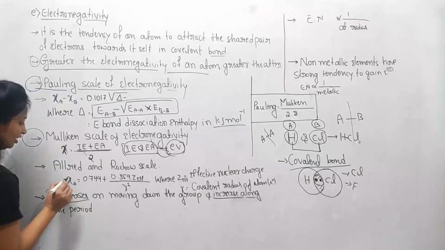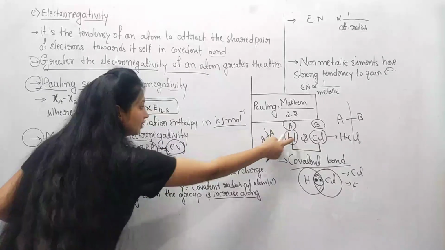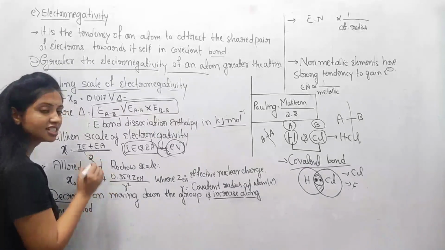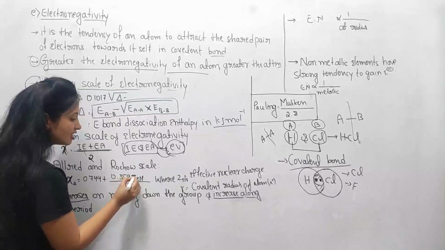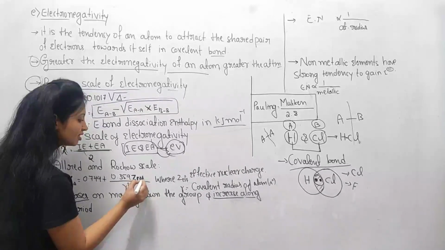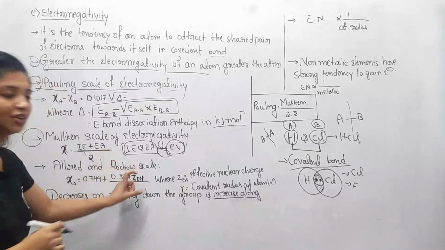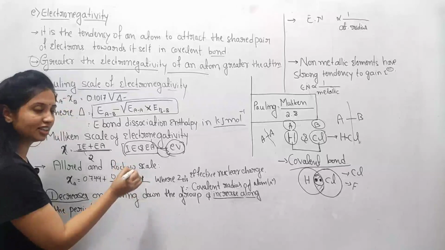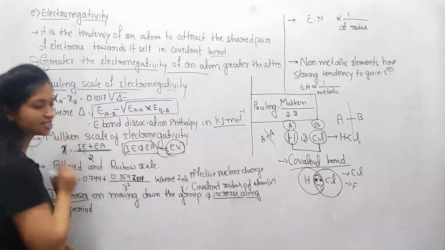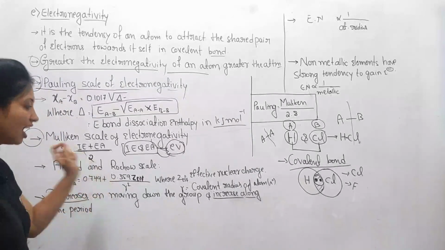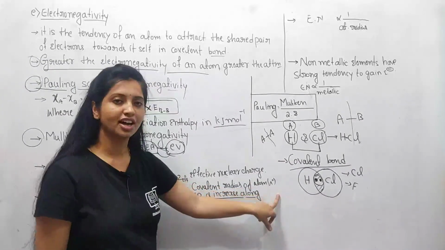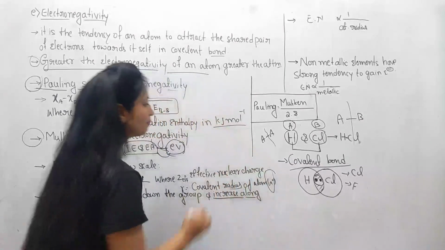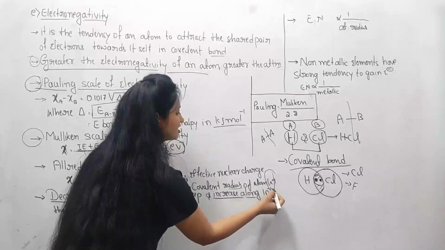The electronegativity of the atom A is equal to 0.744 plus 0.359 Z effective, meaning the effective nuclear charge. Z represents the effective nuclear charge, divided by R squared. So what is the R here? R represents the covalent radius of the atom. Here the covalent radius of the atom is measured in angstrom, meaning 10 raised to minus 10.